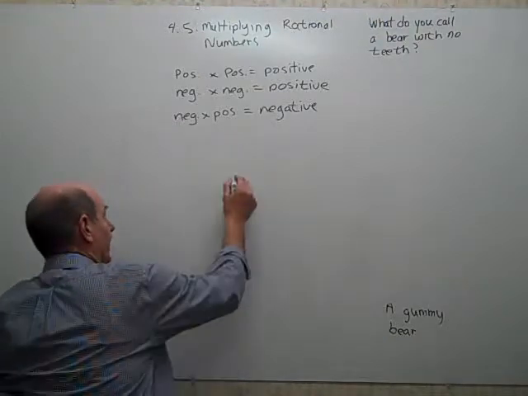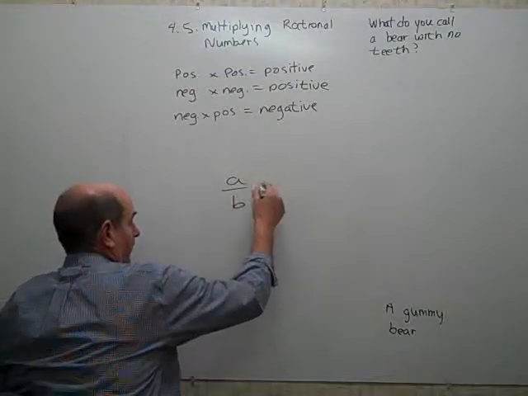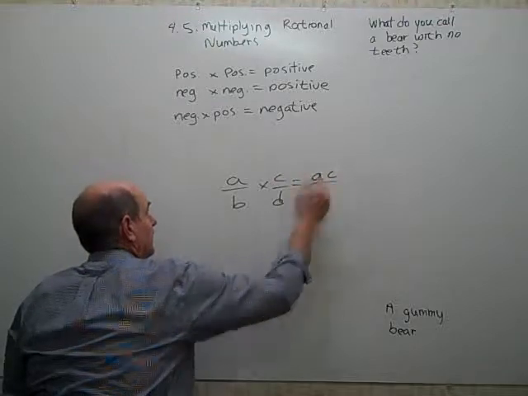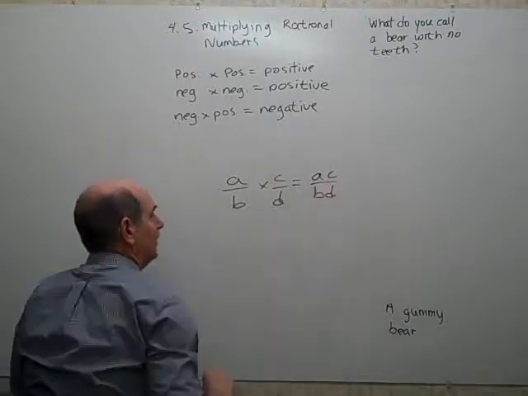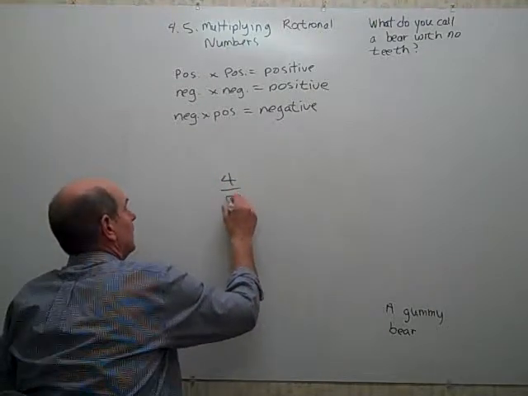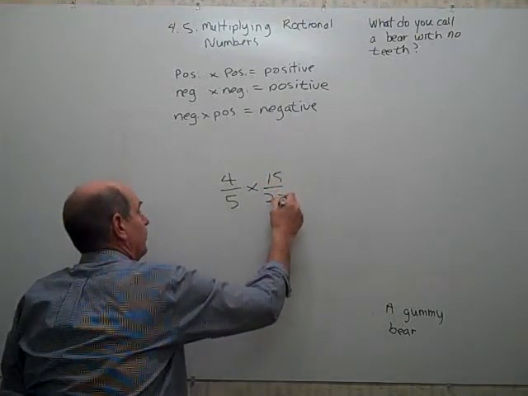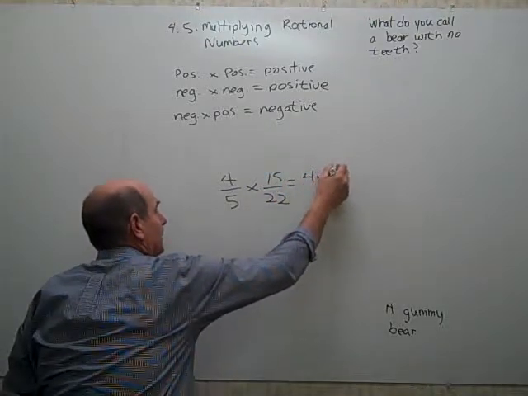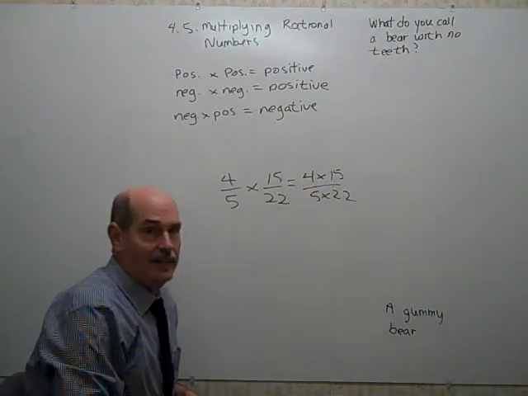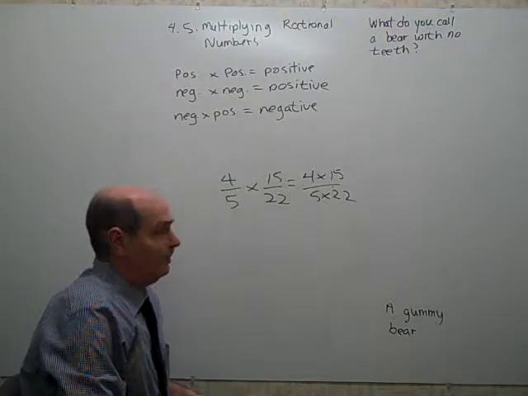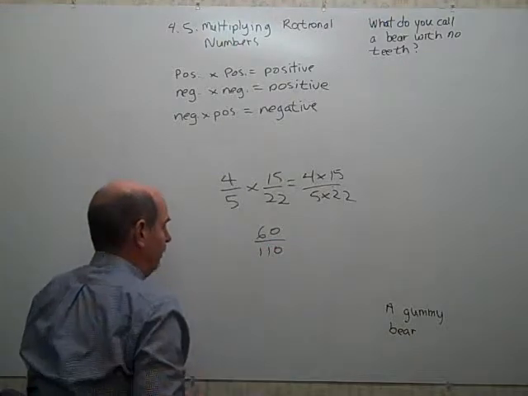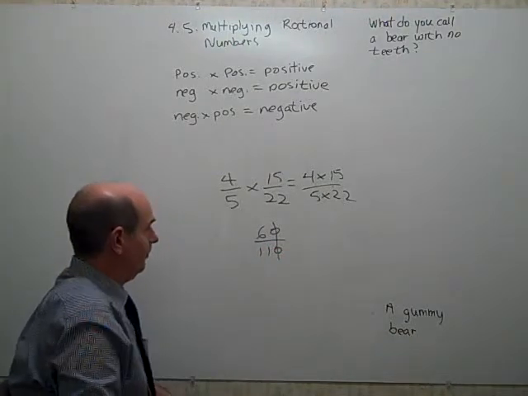When you're multiplying two fractions, like a over b times c over d, the rule is to do a times c and b times d. So how does that play out with numbers? If we have 4/5 times 15 over 22, we would get 4 times 15 over 5 times 22, or 60 over 110, which is not going to be lowest terms. You can tell it's not lowest terms, because they obviously both can be divided by 10, they end in zeros. So it's pretty easy to see it's going to be 6/11.